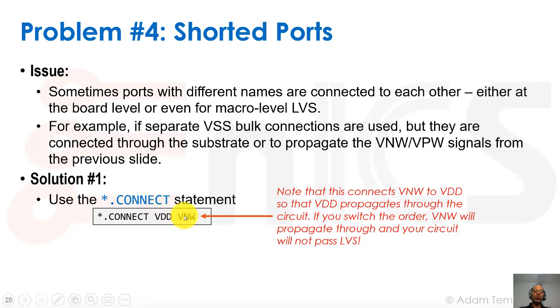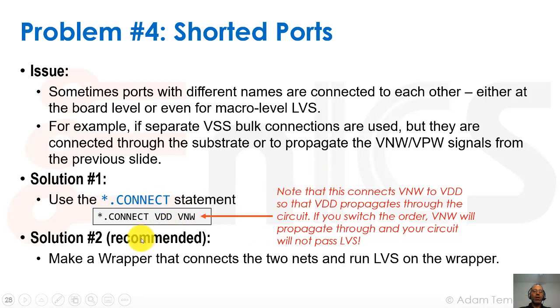Make sure that the order is correct here. The VDD comes first, VNW second, because that means that we just propagate VDD throughout the design. If we had made it the opposite way, then VNW is propagated throughout the design, and that for sure is going to cause us a lot of headaches. Okay, but this is, again, a post-processing kind of solution. It's adding this *.connect to the SPICE netlist. It's not something you want to do.